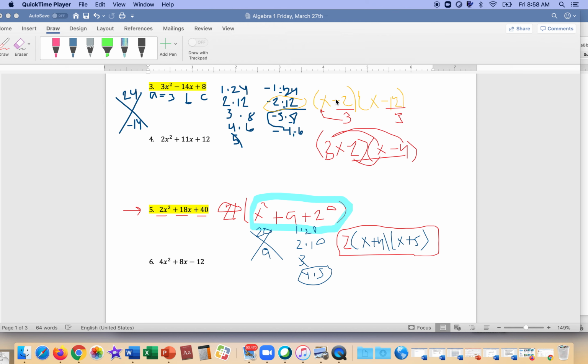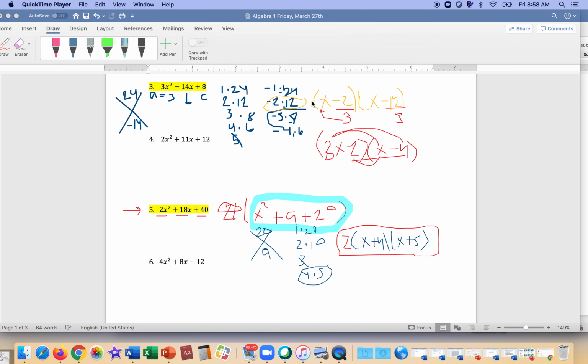Okay, so once I get those values, I know that if they multiply to a positive, and I know I need some negatives in there, I know that they both have to be negative, because negative times negative is a positive, right? So negative 1 and negative 24 adds to negative 25. Negative 12 and negative 2 gets us negative 14. So that's the correct combo, negative 2 and negative 12.